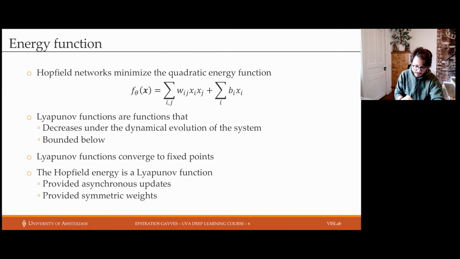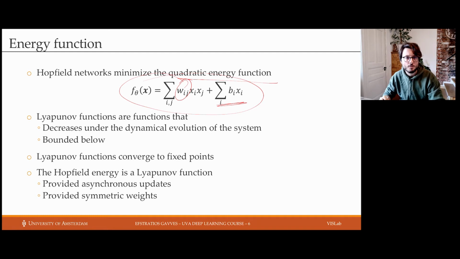So Hopfield networks basically can be shown to minimize the quadratic energy function like this. So f of theta is the sum of pixel combinations, pixel pairs, scaled by a weight parameter. And we also have a unary term, which is basically the prior over our pixel values. Now, what is interesting is that it can be shown that Hopfield networks are actually Lyapunov functions. And what are Lyapunov functions? They are functions that converge to fixed points. And why are we interested in that?